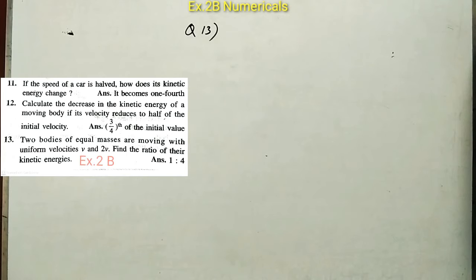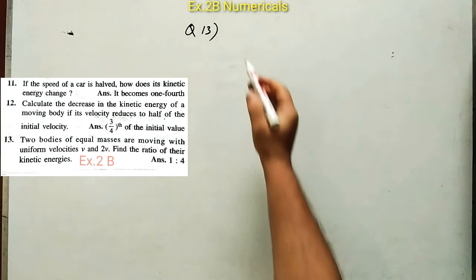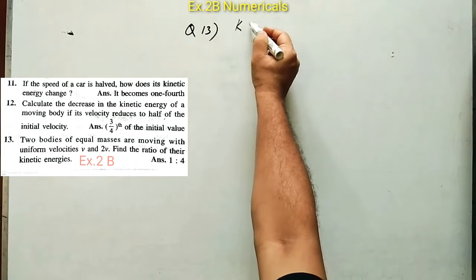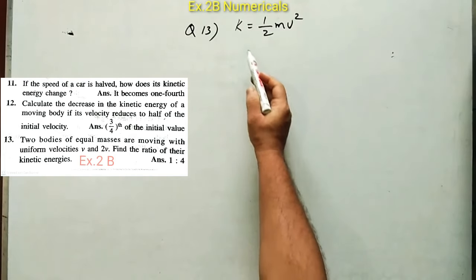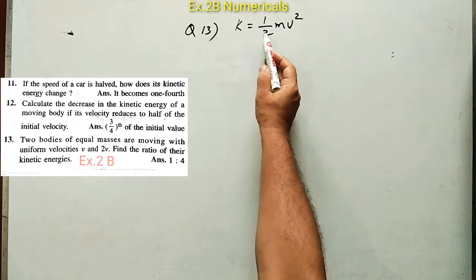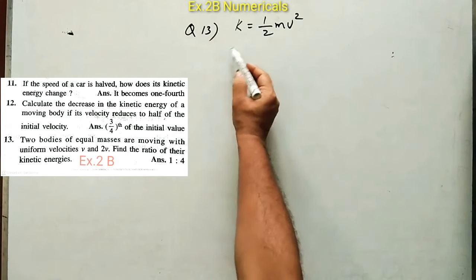Moving on to question number 13. Two bodies of equal masses are moving with uniform velocities v and 2v. Find the ratio of their kinetic energy. So the kinetic energy is given by the formula K is equal to half mv square. Look at this expression. Here 1 by 2 is a constant, mass is a constant.